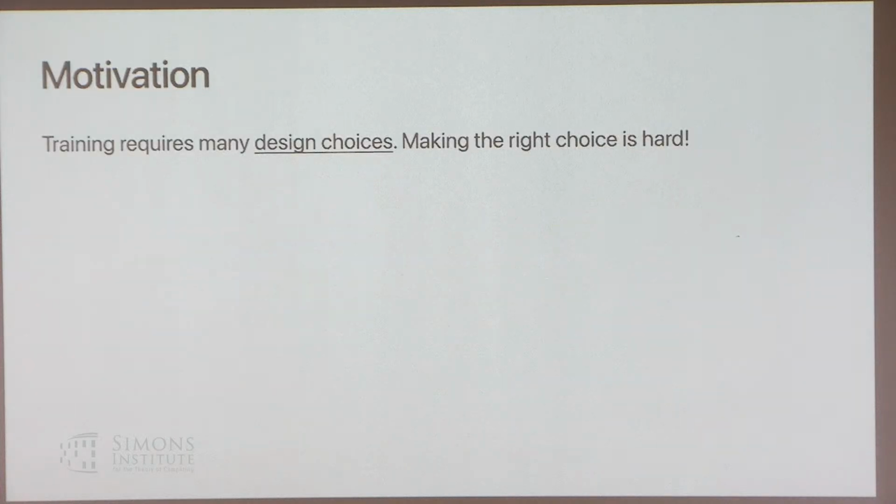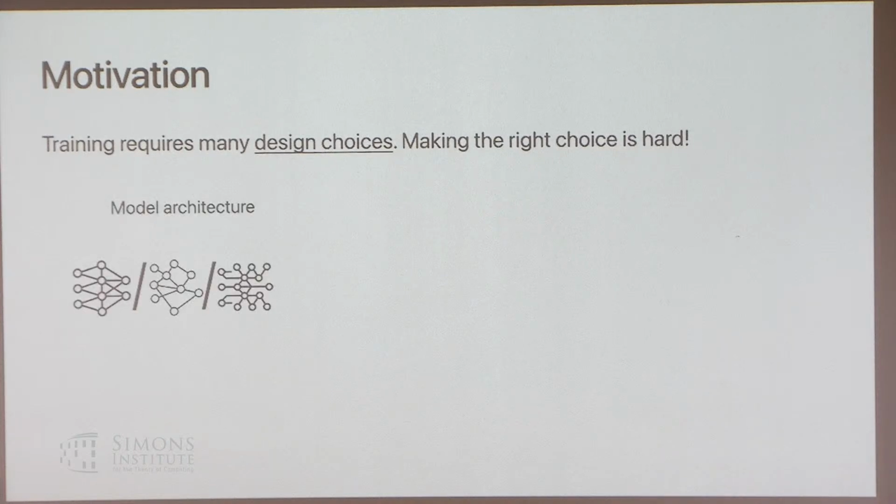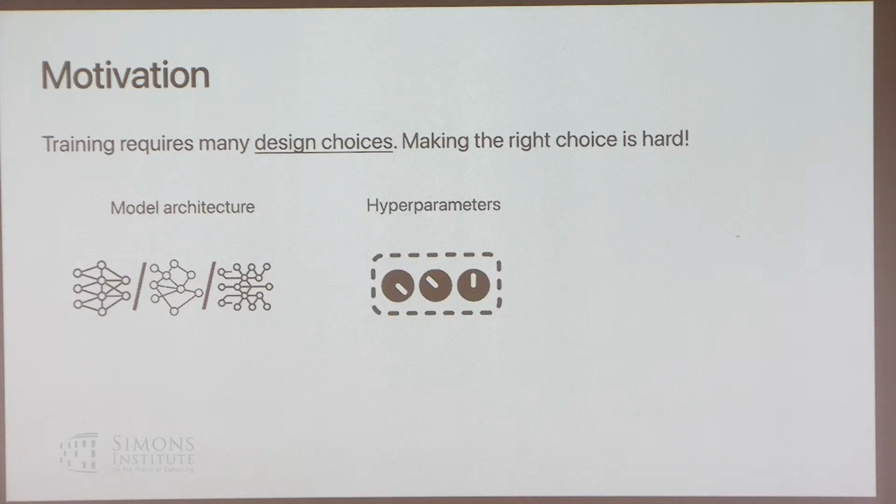OK, so the motivation behind this talk is that when you're training machine learning models, you have to make a lot of design choices. Right? You need to decide what model architecture you're going to use, and what size. You need to decide on some hyperparameters. You need to decide on a training data set. And making the right choice in each of these cases is hard.